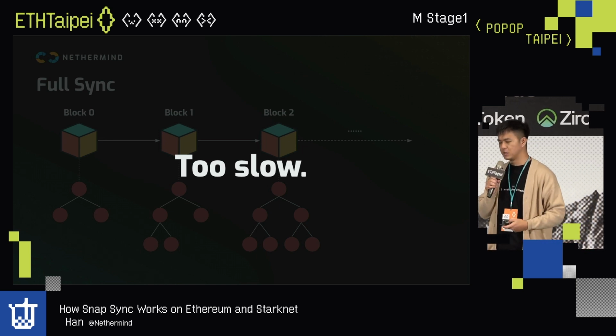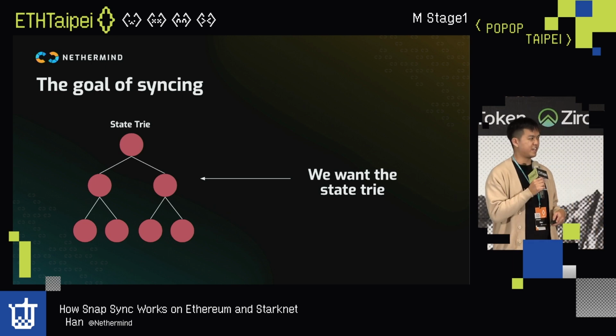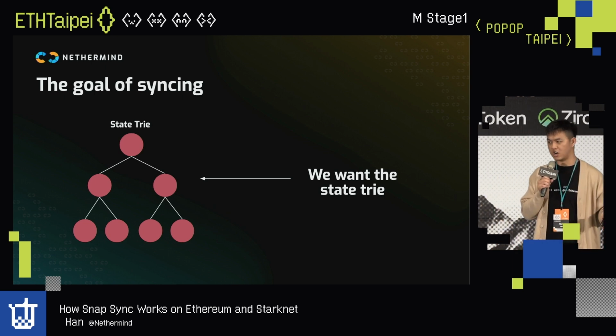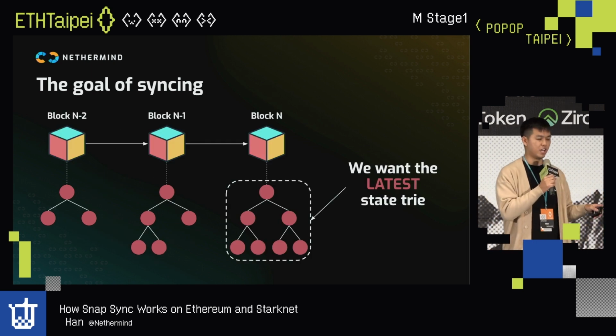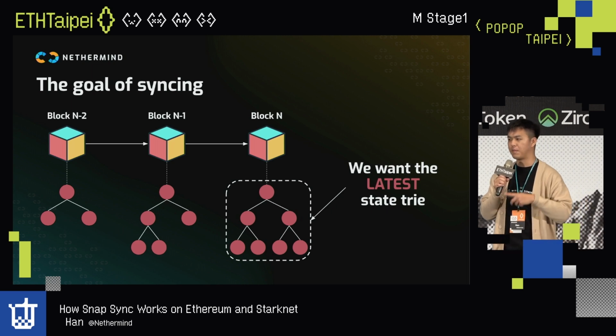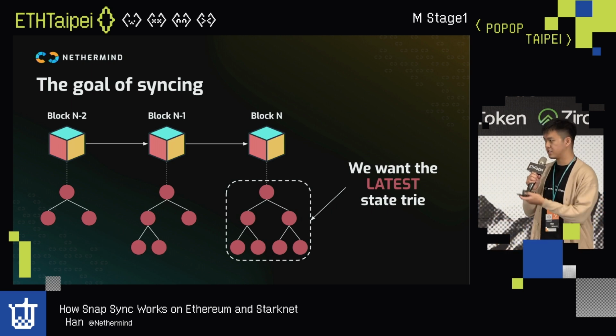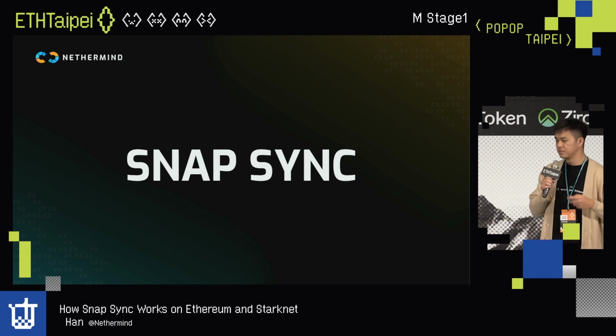So going back to the goal of syncing, right? The ultimate goal of syncing is that we want the state trie. To be more specific, we want the latest state trie. So how can we do that without executing block by block? And the answer is snap sync. So how does snap sync work?